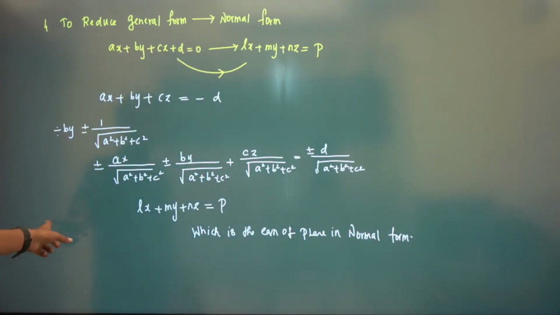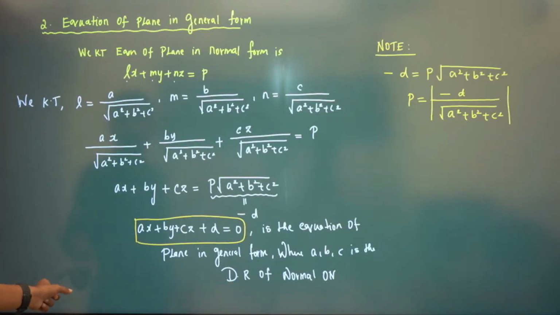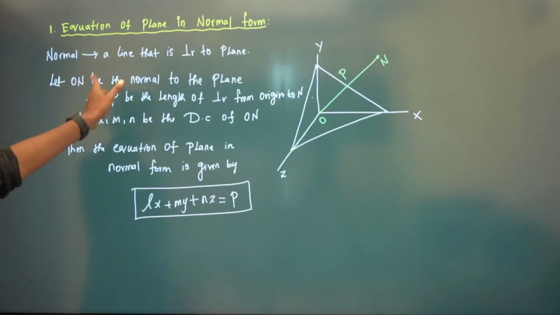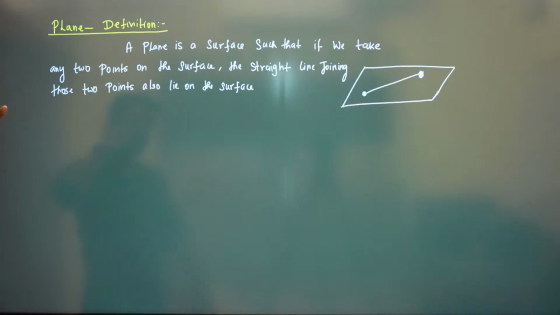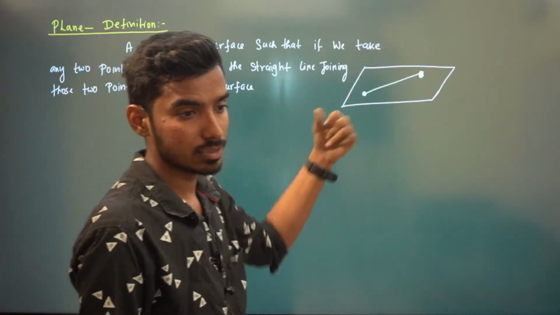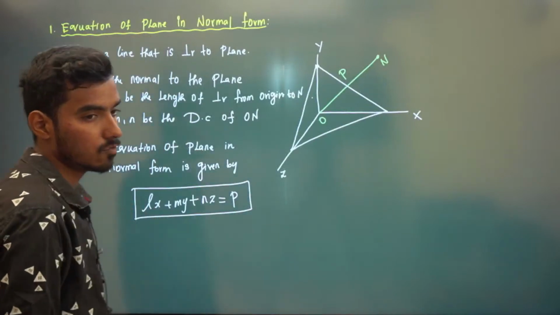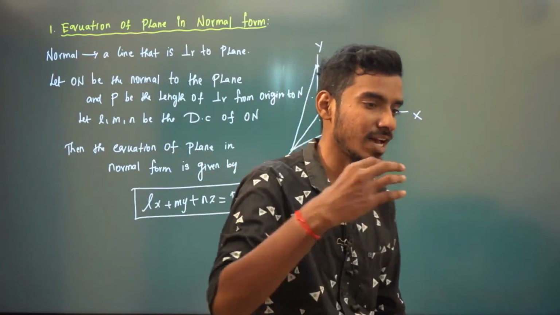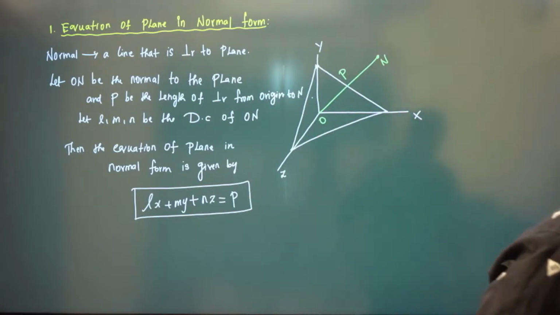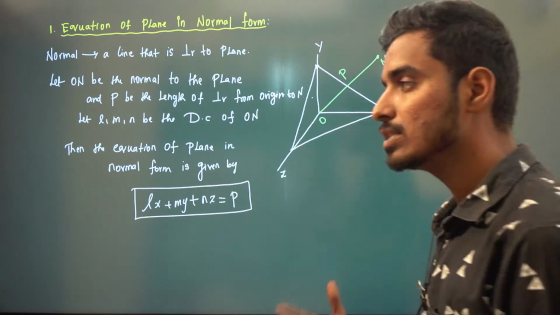So we have done four parts. First is equation. We have defined the equation of plane. It is a surface such that if you take any 2 points, the line joining those 2 points lies on the surface. Equation of plane in normal form is, see, I'm repeating the same often, so that you can understand the concept very easily. That is why I'm repeating. Whenever you are studying, this will be very easy for you.